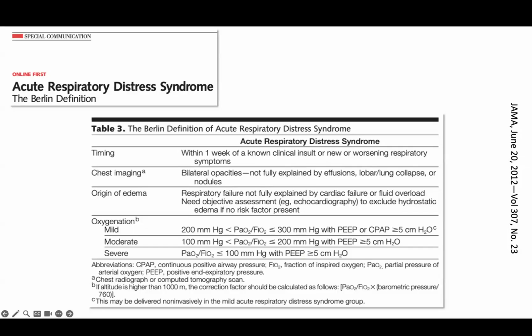And you'll notice in the oxygenation section here that all patients are assumed to be on minimum PEEP of at least 5 centimeters of water pressure. That is ARDS in a nutshell. This is the latest definition. Even though you see the reference there from 2012, it has not changed very much.